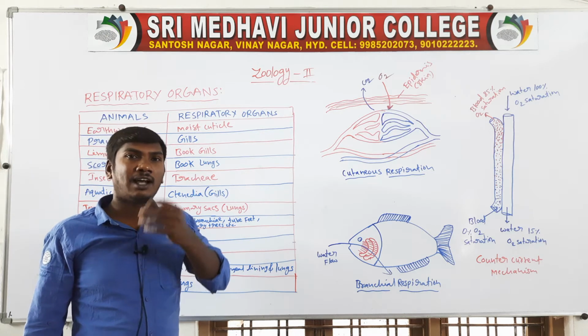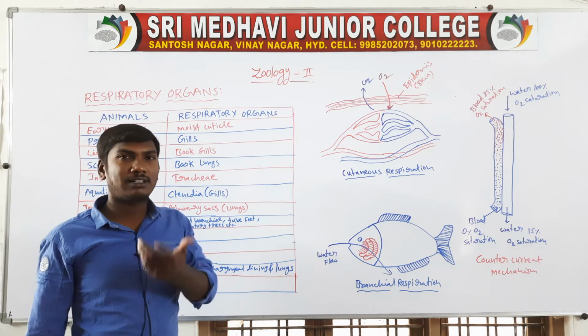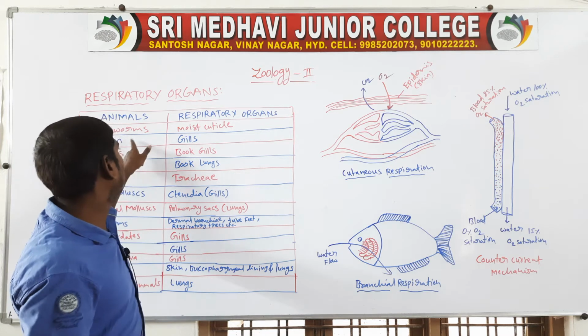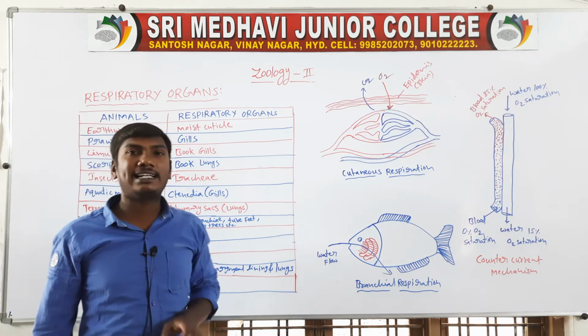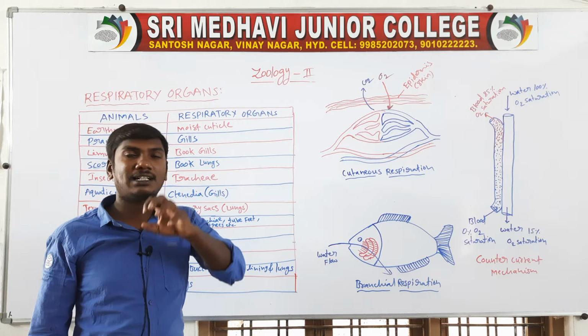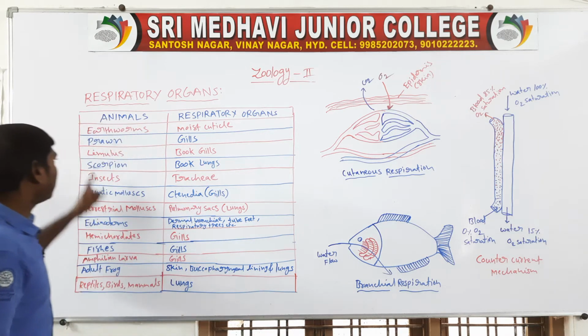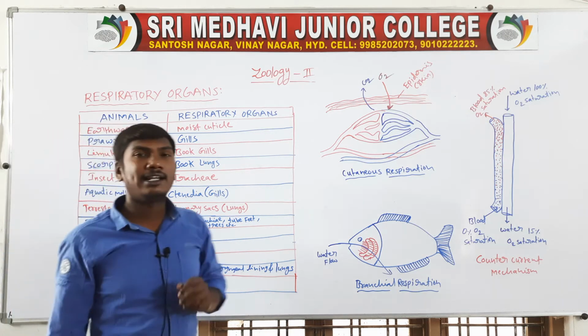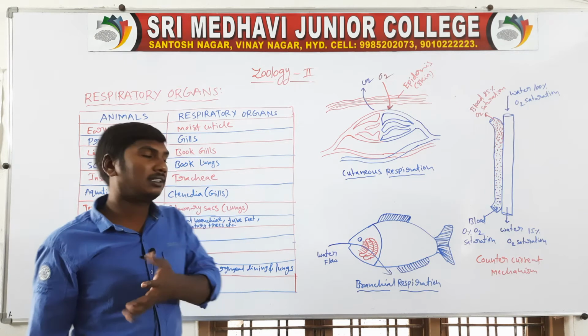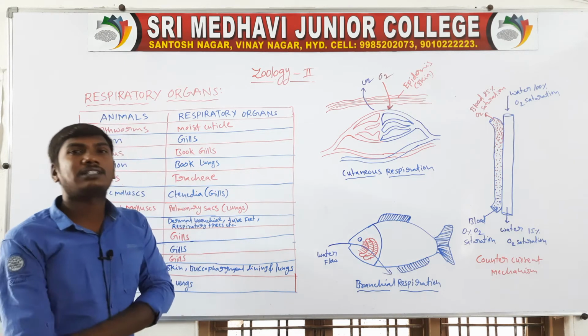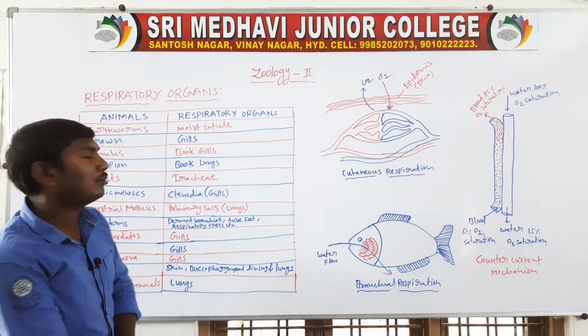Aquatic animals, aquatic arthropods, for example the prawn. The prawn's respiratory organs are the gills. Next one, the limulus. The limulus respiratory organs are the book gills.